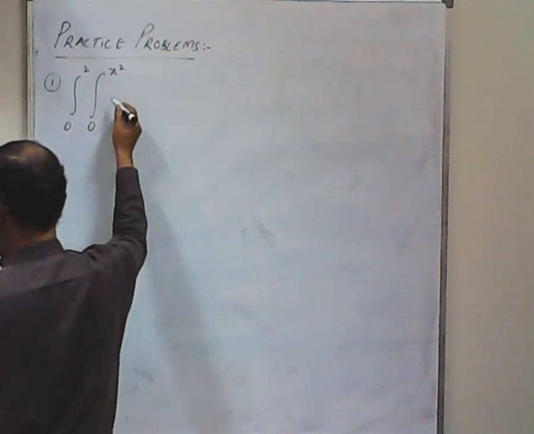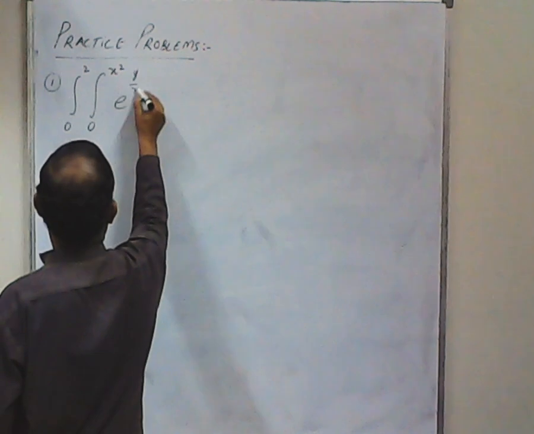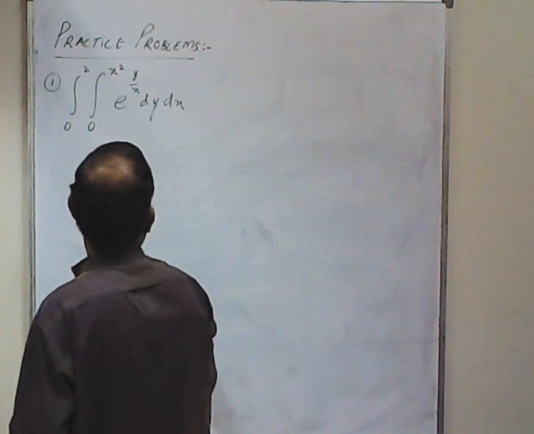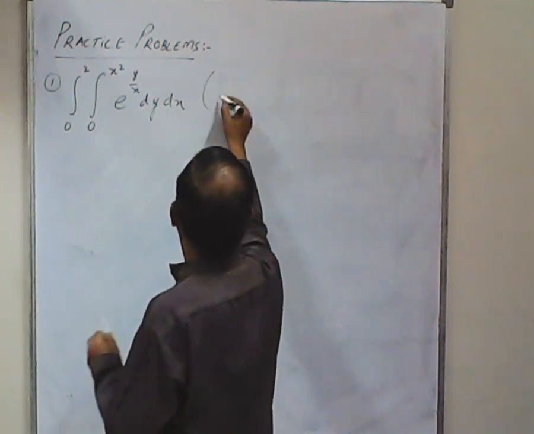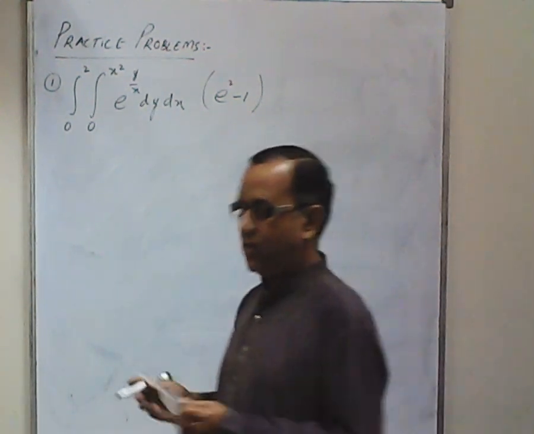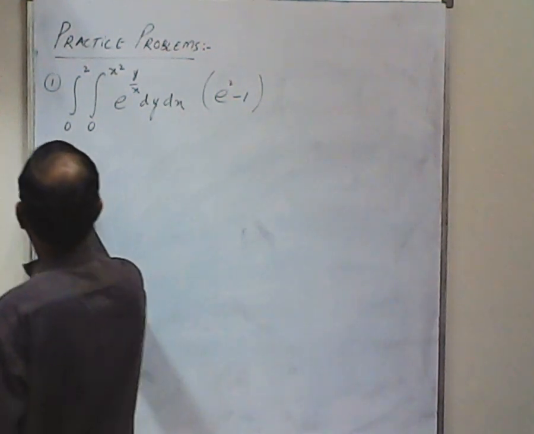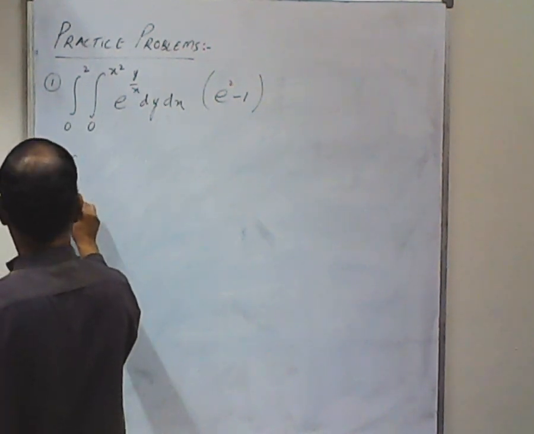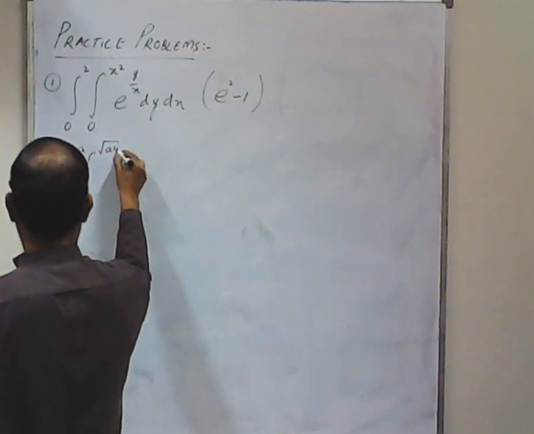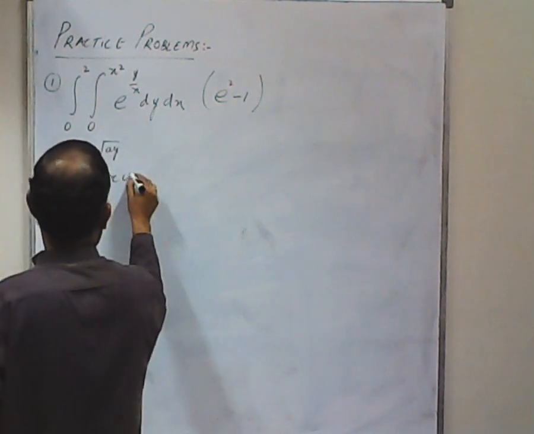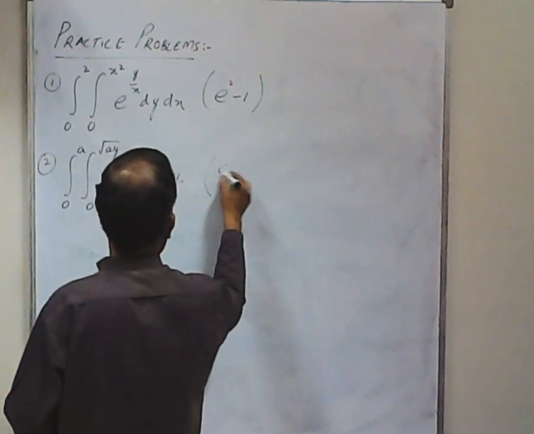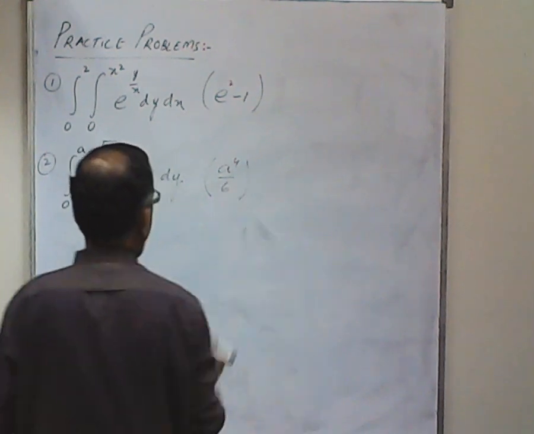0 to x square, e to the power y over x, dy dx. Sorry. And I am mentioning the answers here as well. In the bracket you will find the answer of that question. Then example number 2, 0 to a and 0 to under root ay, and then xy dx dy, and the answer is a power 4 upon 6.